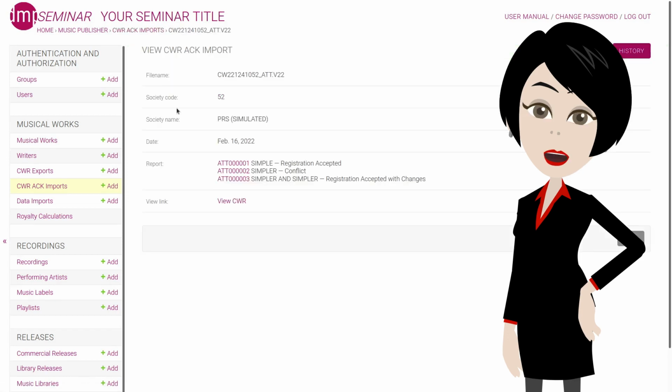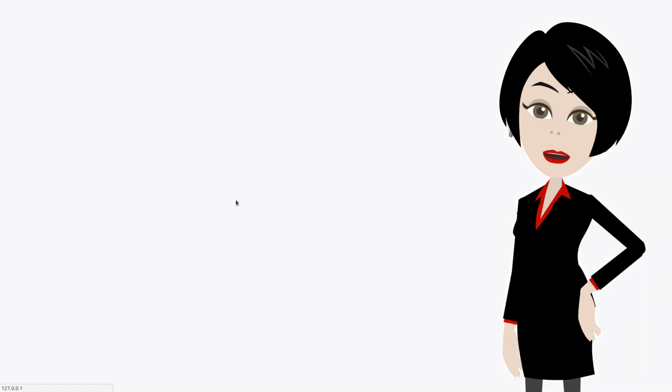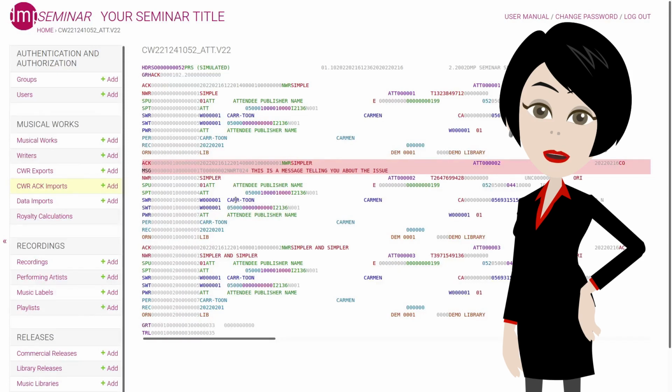We can have a look at the report. It says that the first work was accepted, second rejected and third accepted with changes. We need to have a look at the actual file, to see what is going on. DMP provides nice syntax highlighting for CWR files, with additional information on mouseover. The first line of the rejected work, as well as the message describing the error, are highlighted.